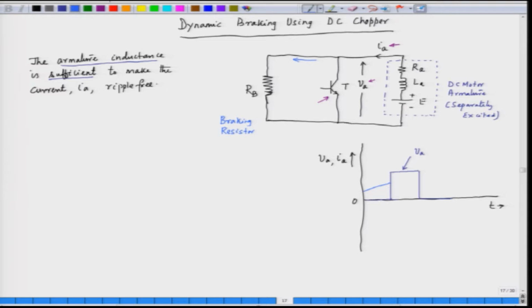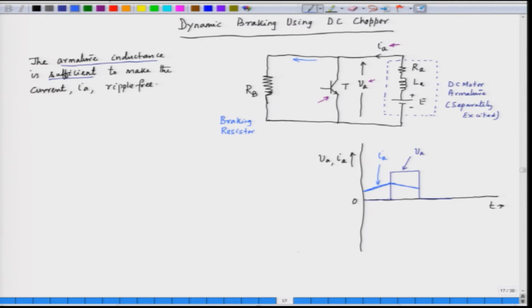Now, we have assumed that the current is ripple free, so the ripple is almost negligible. The current will again slowly decrease, and if you assume it is ripple free, it will be almost a DC current. This is the current through the armature. There is some ripple here, but if the armature inductance is sufficient, this ripple can be neglected.